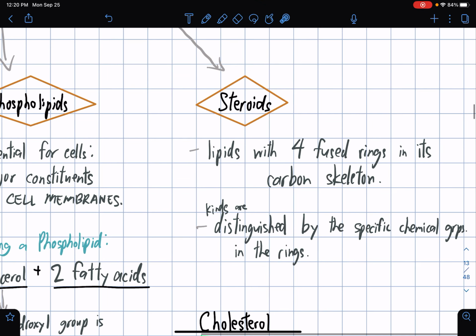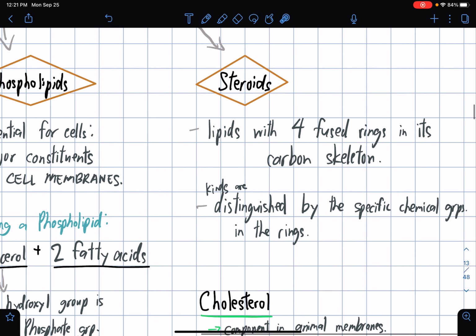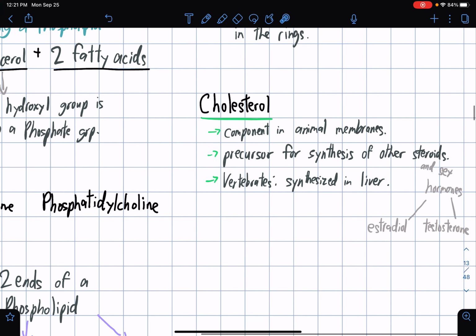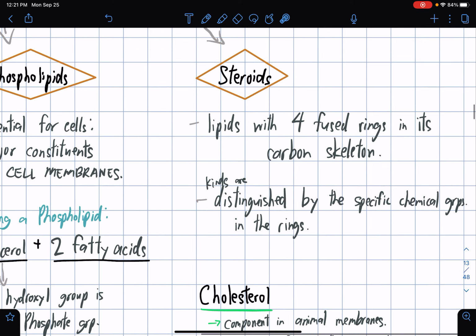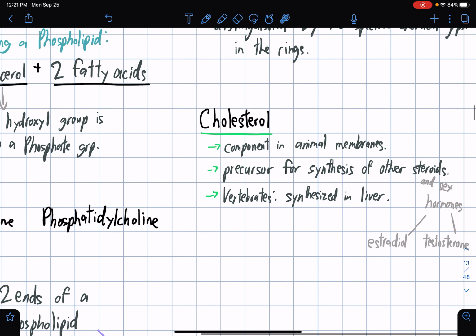So, for steroids, they are lipids with 4 fused rings in their carbon skeleton. The kinds are distinguished by the specific chemical groups in the rings. So basically, a steroid is a lipid ring, and cholesterol, in particular, is an example of a steroid. It is a component in animal cell membranes. It is a precursor for the synthesis of other steroids, and for vertebrates, they are made in the liver.